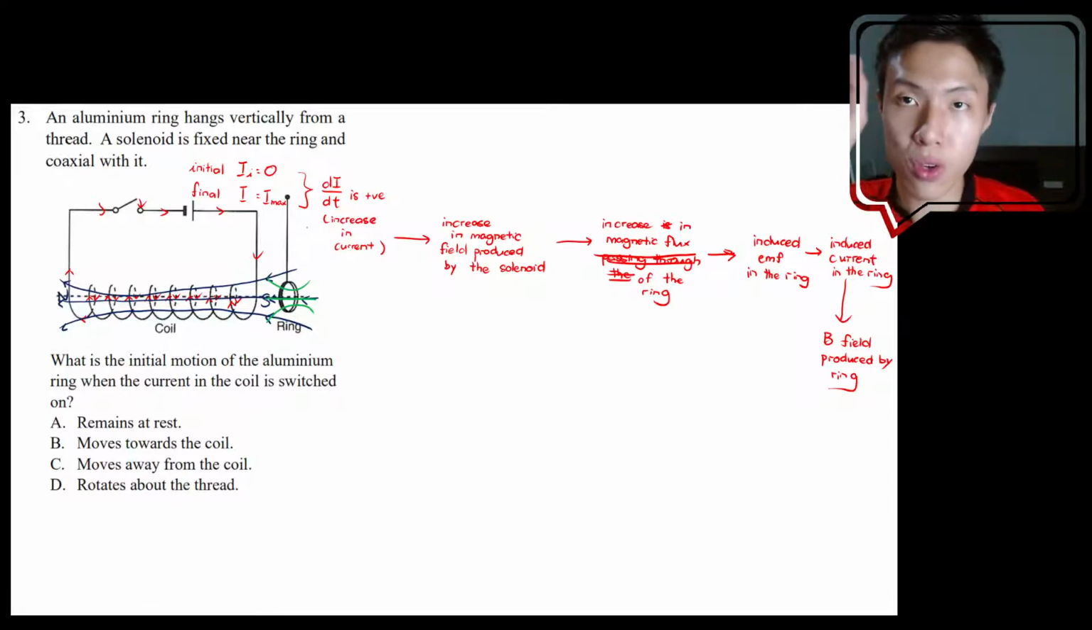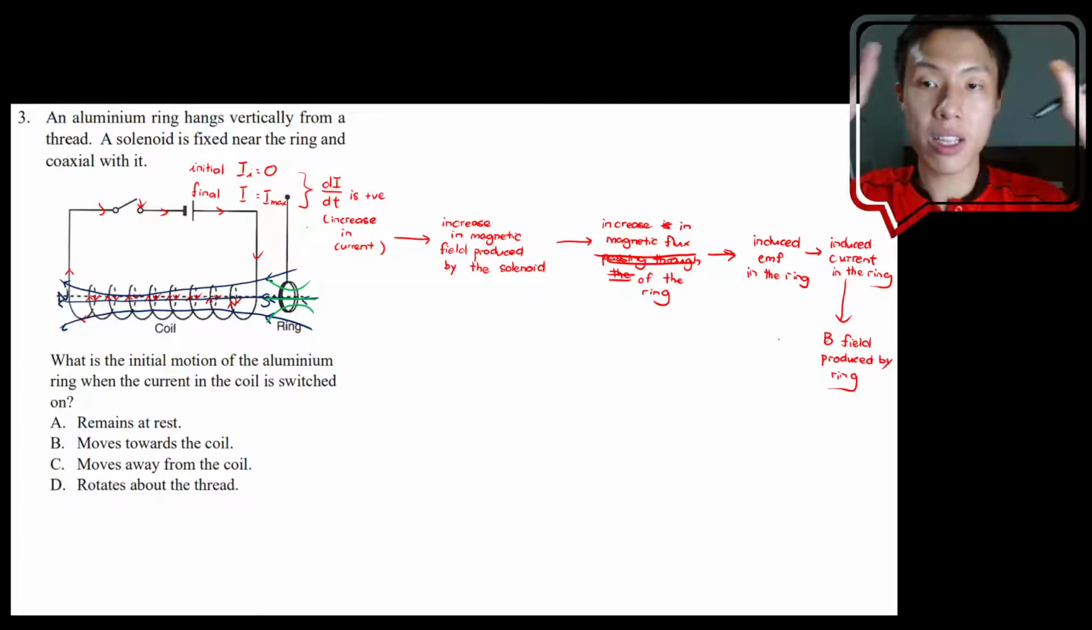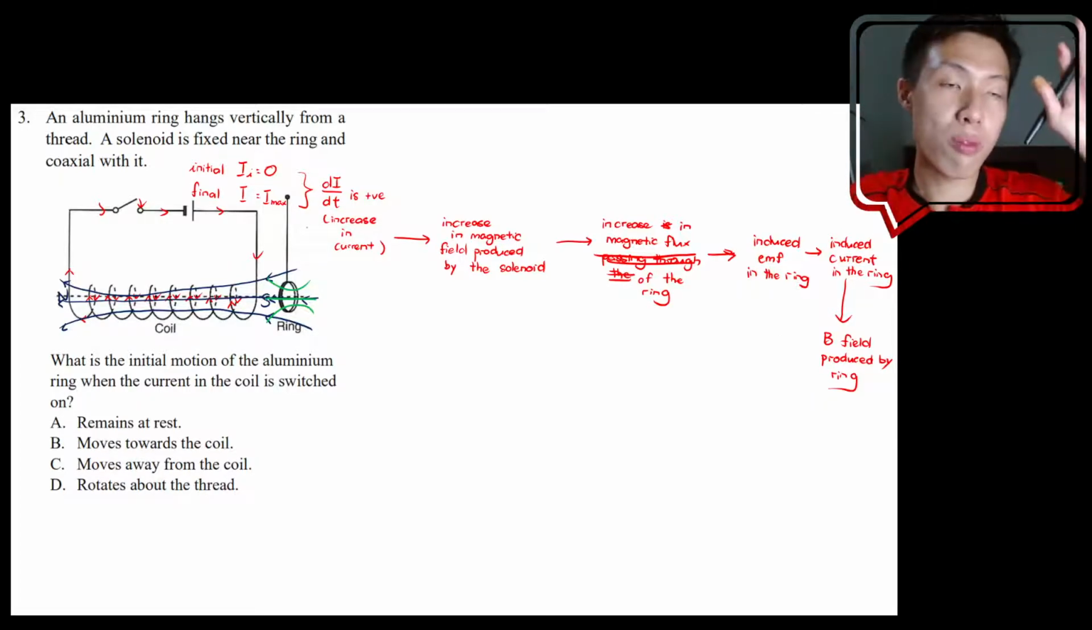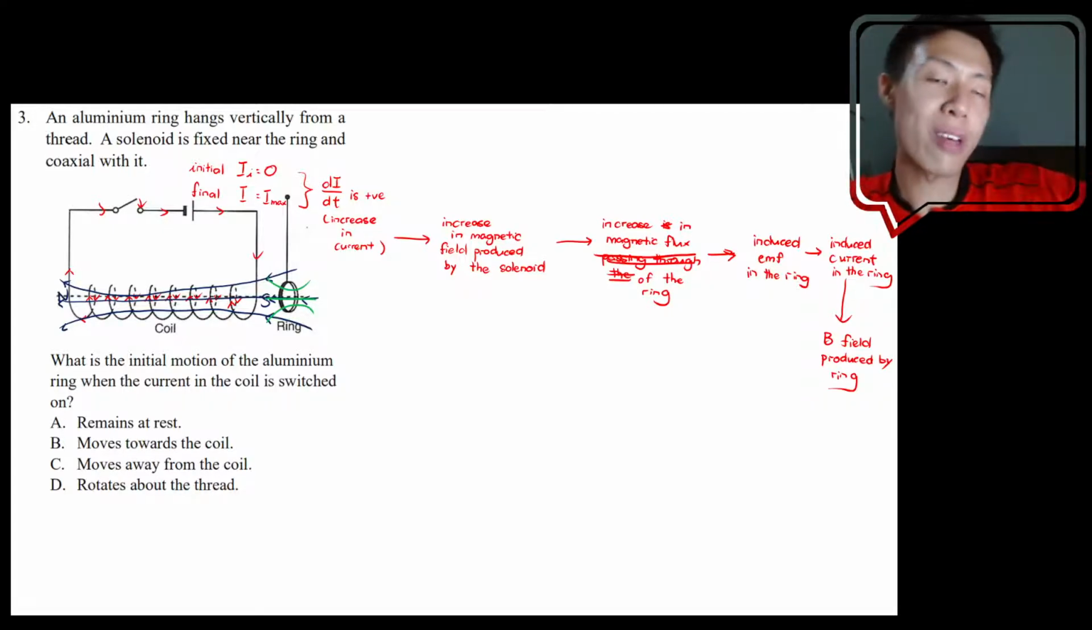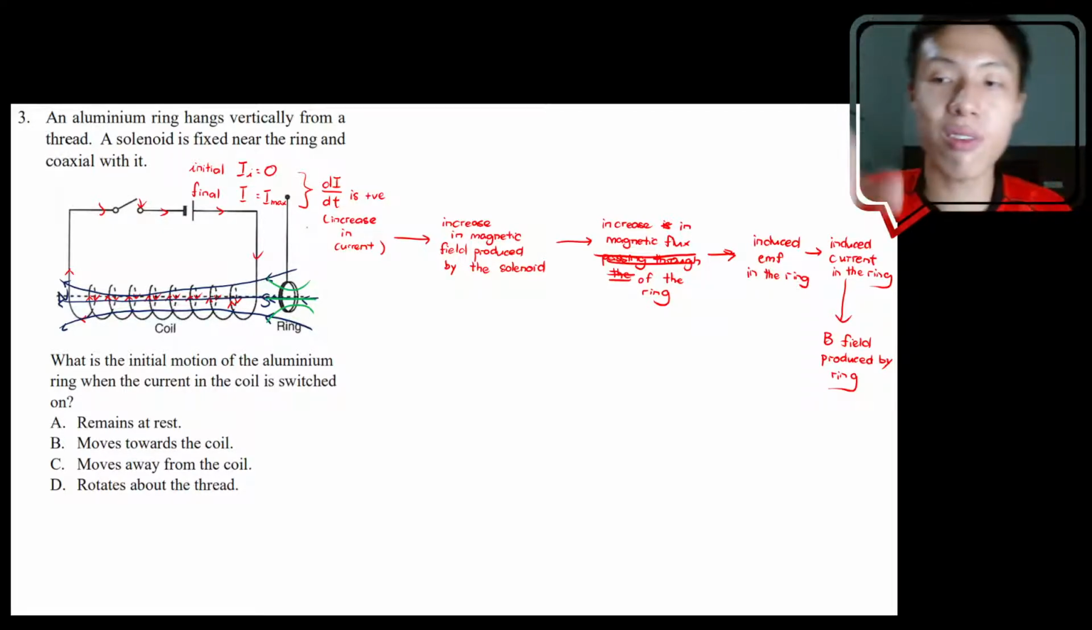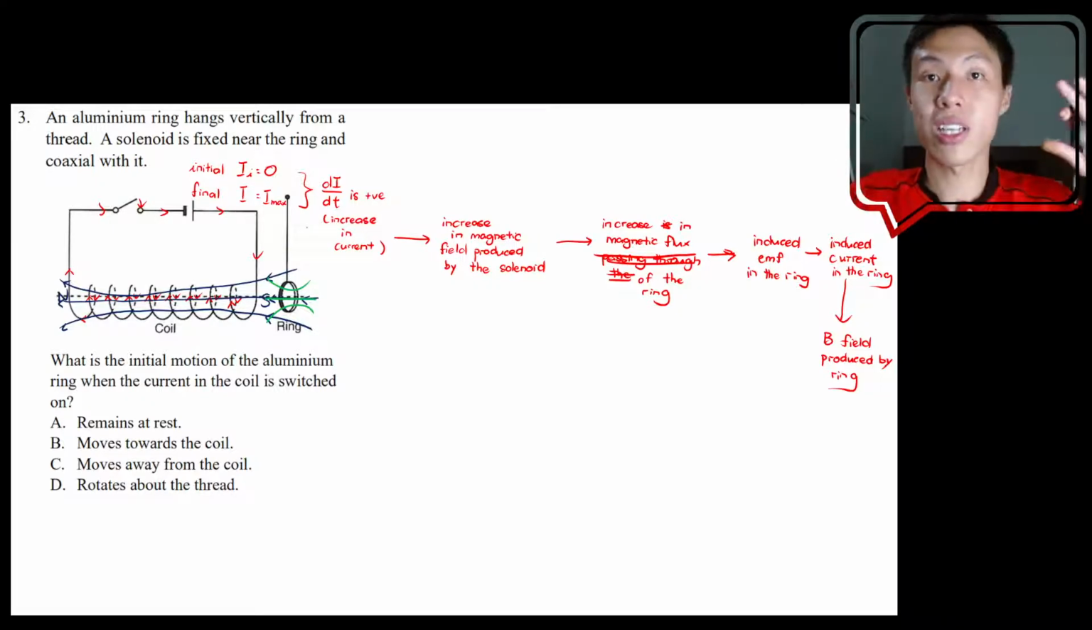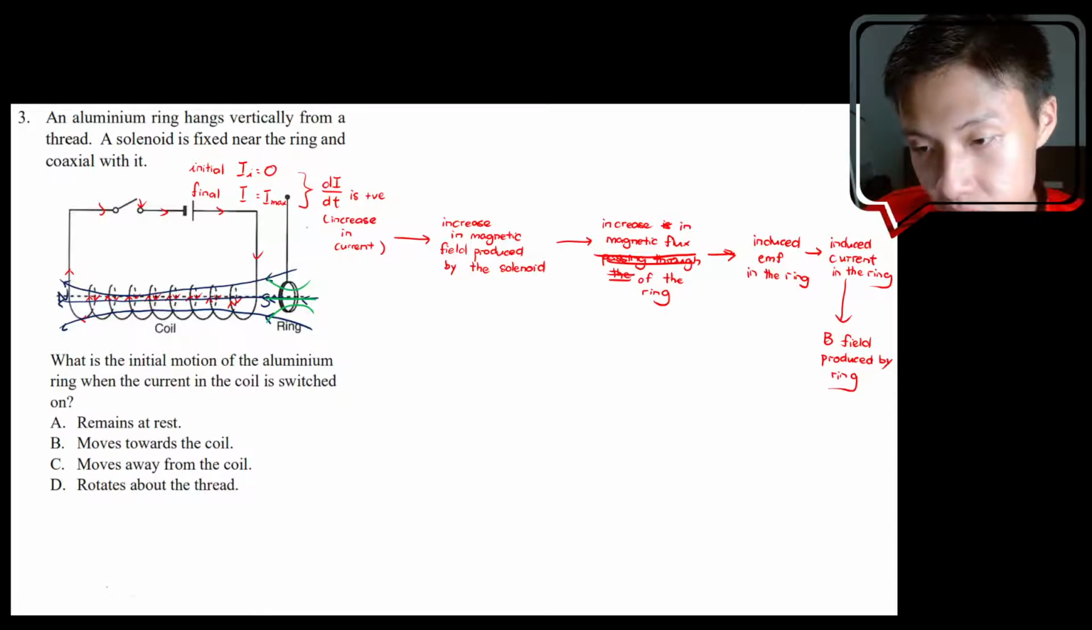That's why the solenoid will experience a force. At the same time, the ring will interact with the magnetic field produced by the solenoid, and the ring will experience a magnetic force as well. Because there is a magnetic field produced by the coil and a magnetic field produced by the ring, they interact with each other, so they will both experience a magnetic force. They'll either push away from each other or pull towards each other. That's the idea.